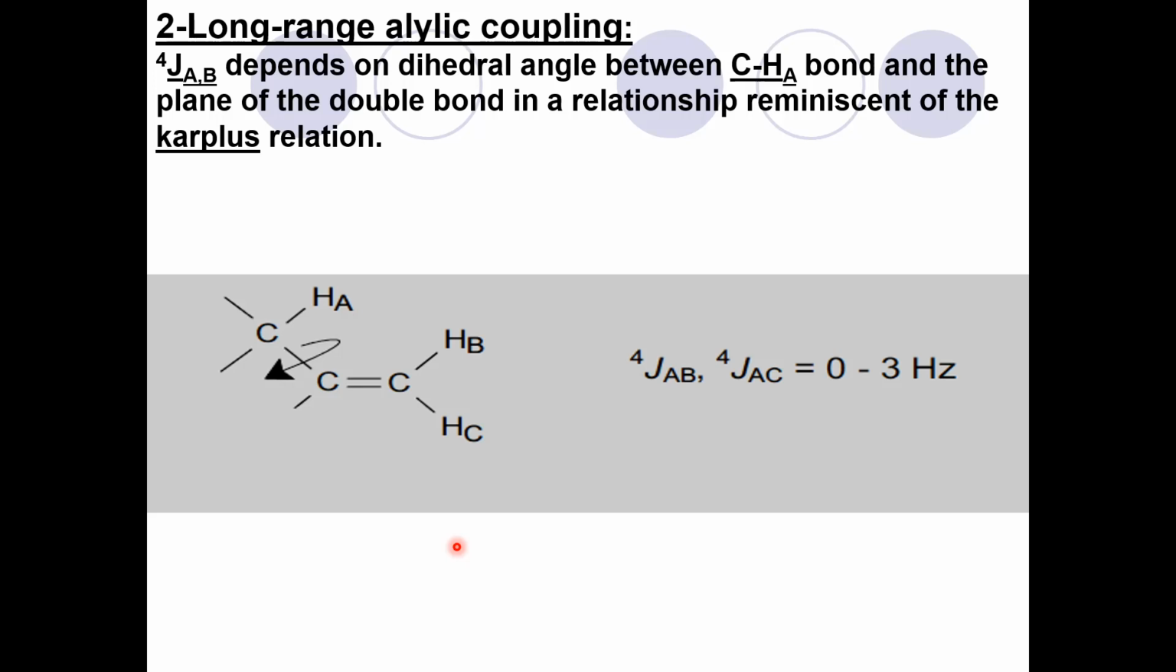A long-range coupling is also observed for unsaturated systems because the pi electrons of these unsaturated systems provide coupling information for protons which are separated by more than 3 bonds. You can observe, for example, in an allyl group, J4 coupling between proton A and protons B and C. These are separated by 4 bonds because of the presence of the double bond. Its value is small, from 0 to 3 Hertz, but it is considered long-range coupling.